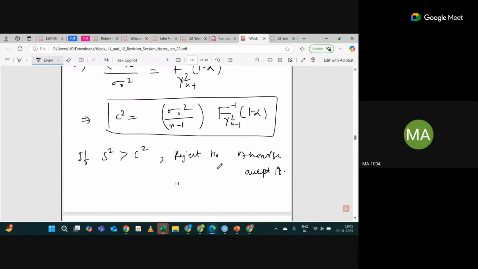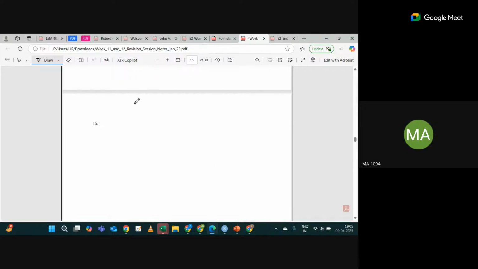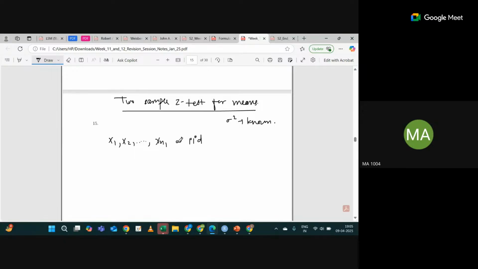Let me write the situation. I'm saying the two sample z test for me. So when will you use this z test? When sigma square is known. If sigma square is unknown, I will go for the t test. The situation is x1, x2, and so on till xn1. This is IID normally distributed with the mean mu1 and variance sigma 1 square.